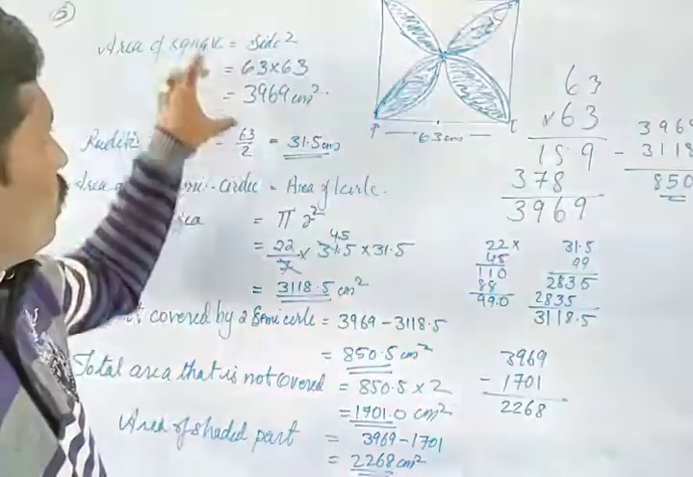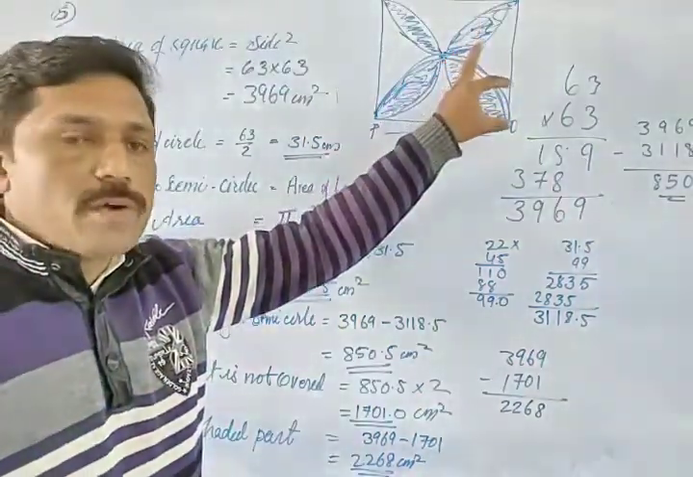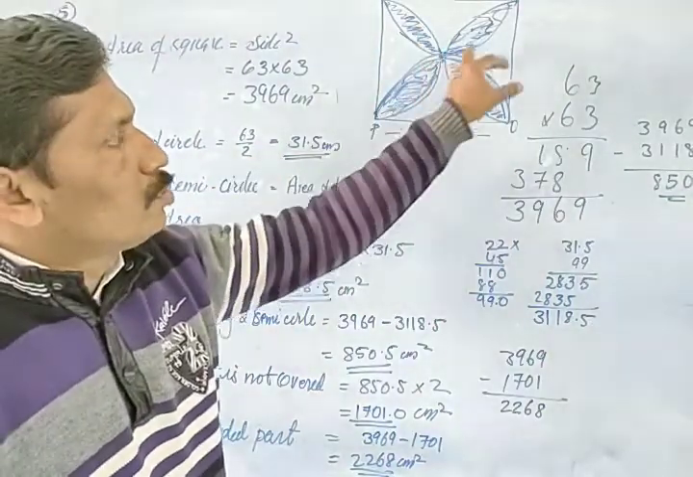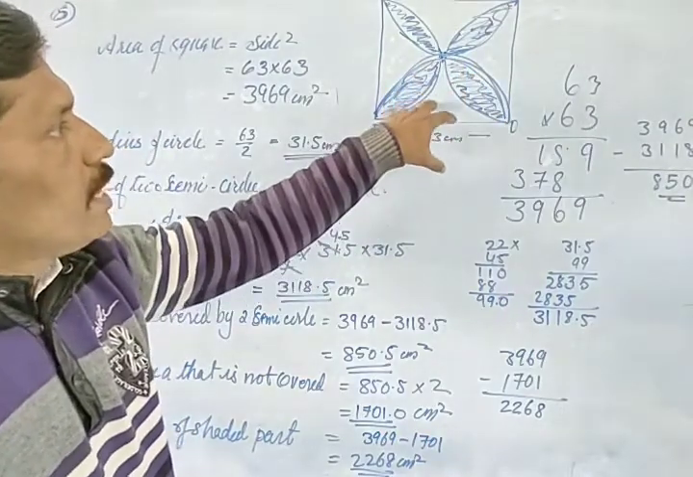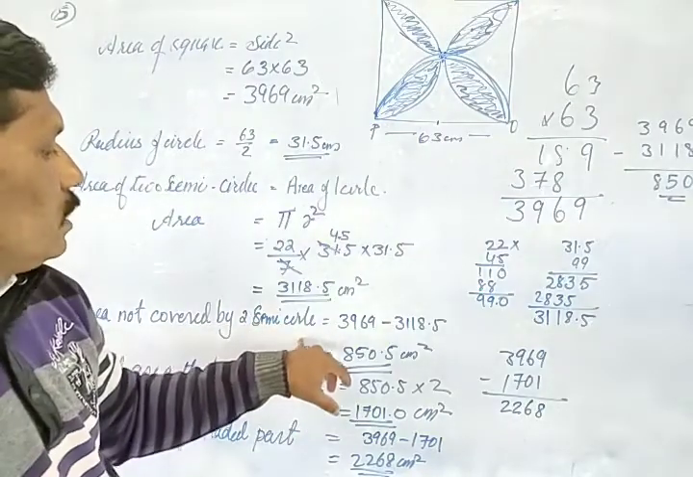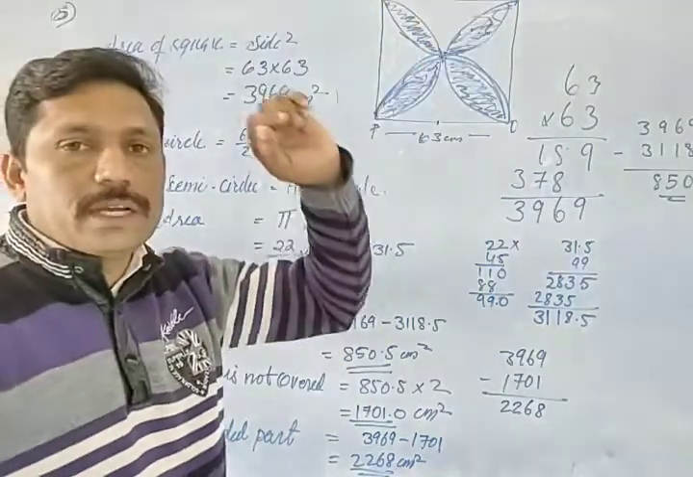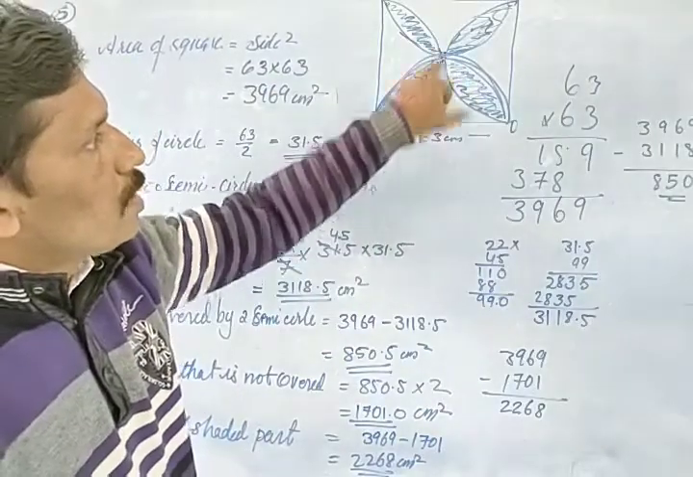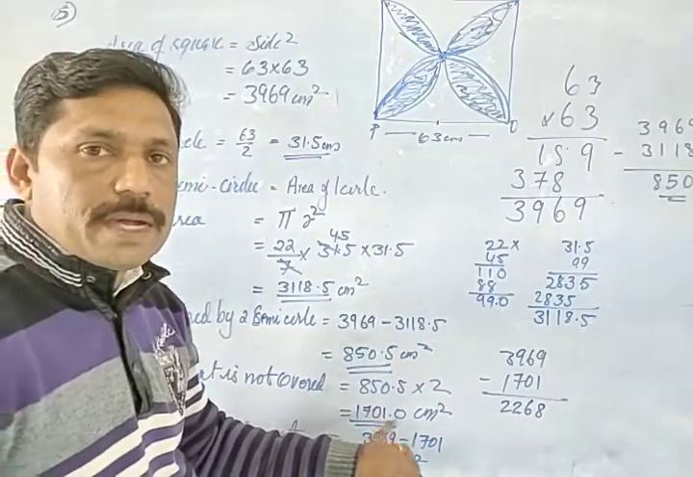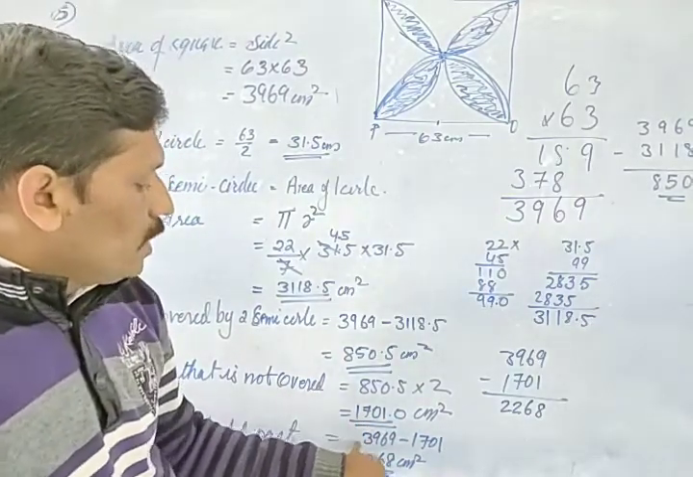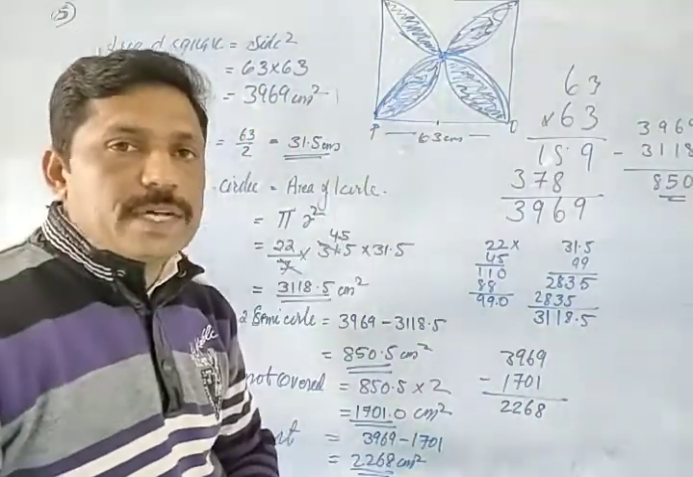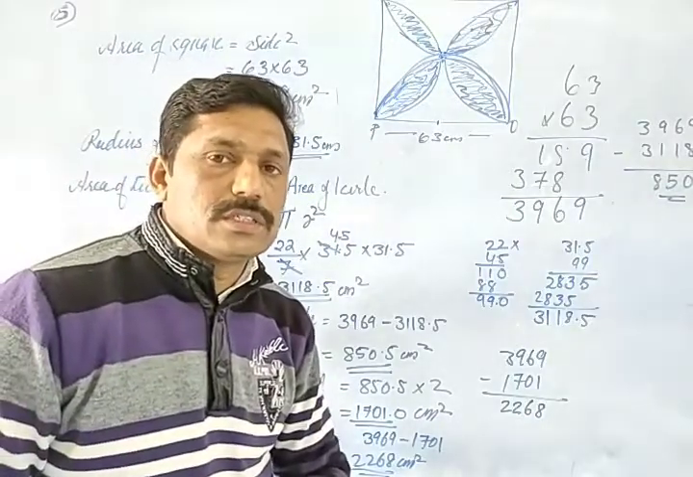So here, in order to find that, first of all, we found out the area of the square, and then we found out the area of these two semicircles, and after that we subtracted it from the total area. Then we got the area which is not covered by those two semicircles. Like that, two equal portions are not covered, so we multiplied by 2. Then we got the total area that is not covered by the semicircles, and that area we subtract from the total area of the square, and the remaining area will be the area of the shaded portion. I think students, you understood this.